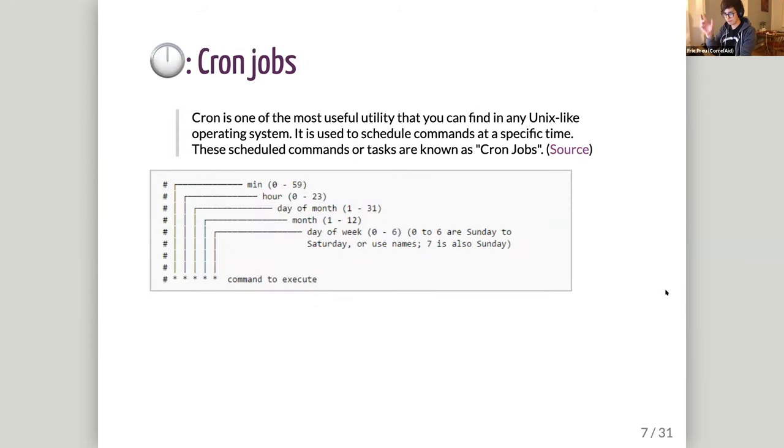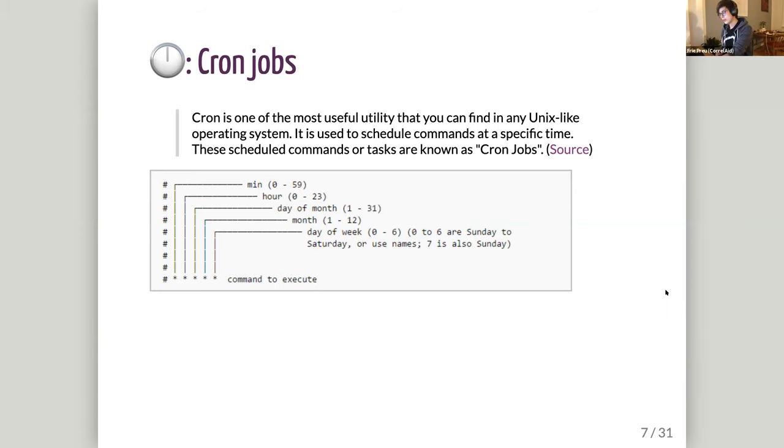And for the program that runs your code at certain intervals, cron jobs come into play. Cron jobs are very important, and I think this quote says it quite well. Cron is one of the most useful utilities that you can find in any Unix-like operating system. It is used to schedule commands at a specific time, and these commands or tasks are known as cron jobs. This is exactly what we need, right? We want our R code to run at specific intervals, and cron jobs allow us to do exactly that.